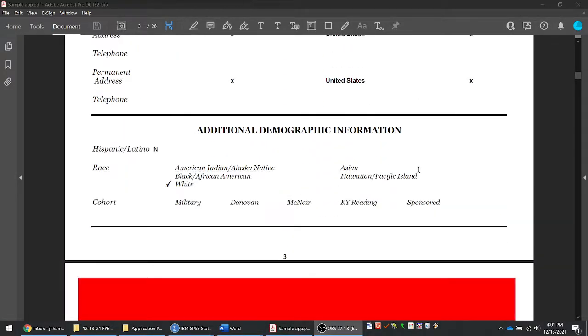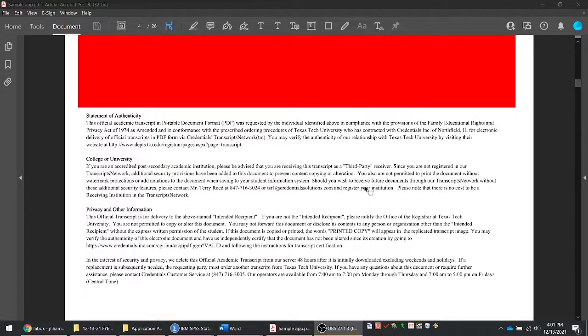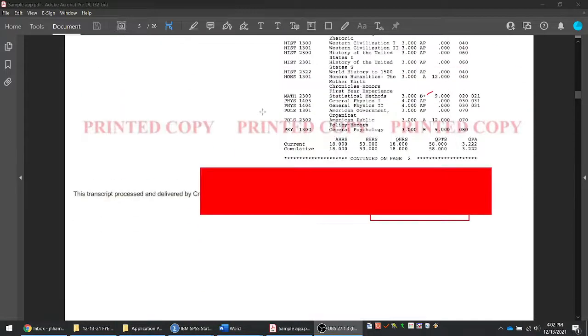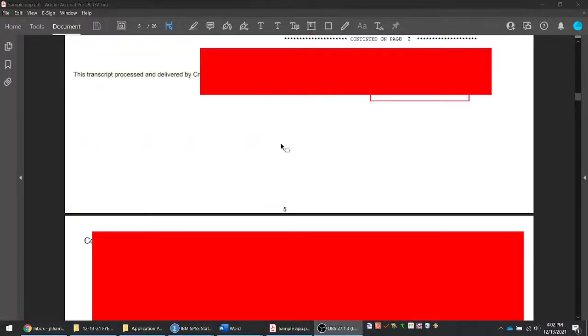Contact information for the person. Demographic background for them in terms of race, ethnicity, and educational background. I've blocked out some stuff. The transcript comes next, and so you can see a list of courses.